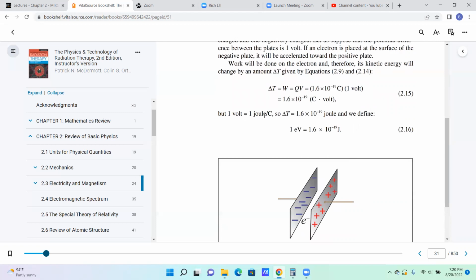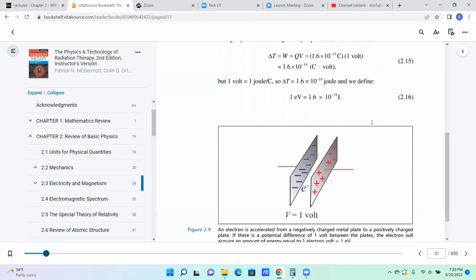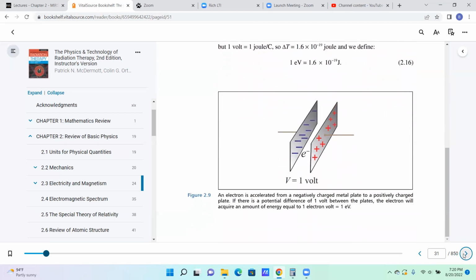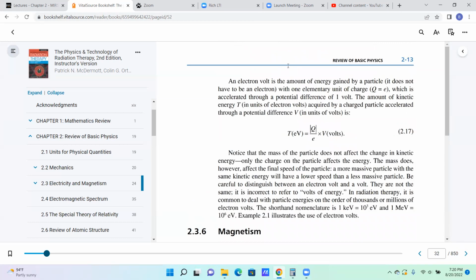We know that 1 volt is equal to 1 joule per coulomb. So we know that the change in the kinetic energy is going to be 1.6 times 10 to the minus 19 joules, and this is how we define it. 1 eV is going to be equal to this. So an electron volt is the amount of energy gained by a particle with one elementary unit of charge, which is accelerated through a potential difference of 1 volt.